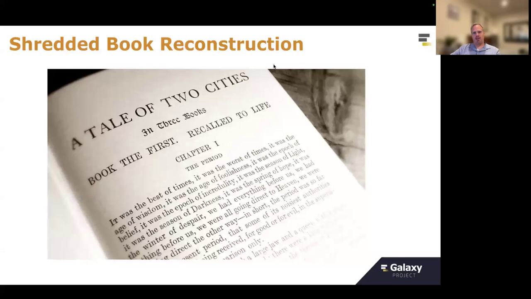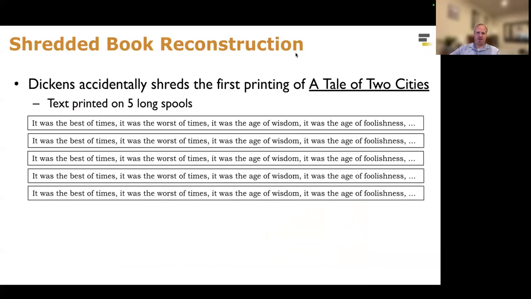Imagine that you're Charles Dickens and you just finished writing A Tale of Two Cities, which begins, "It was the best of times, it was the worst of times, it was the age of wisdom, it was the age of foolishness, it was the epoch of belief, it was the epoch of incredulity, the season of light," and on and on. So you're Charles Dickens, you just finished writing this book, and you want to make many copies of it and sell it to the world.